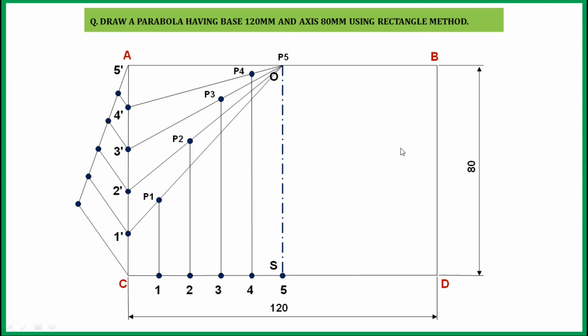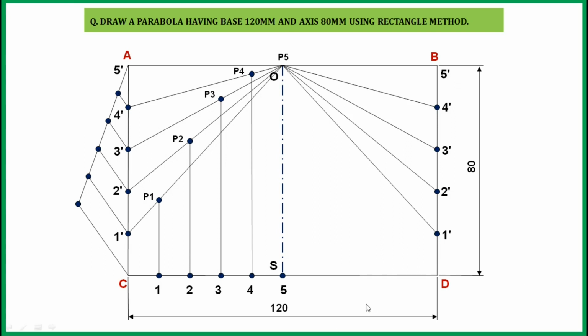Now for the remaining half, we need to divide this BD line into 5 equal parts. You can take the distance between C and 1 dash in a compass, and mark these distances here to divide the BD line into 5 parts. Now, similar to this one, join all these points with O here. Now divide this SD line into 5 equal parts. Again, similar to the first half portion of the parabola, draw the vertical lines from these points till they intersect the corresponding lines here.